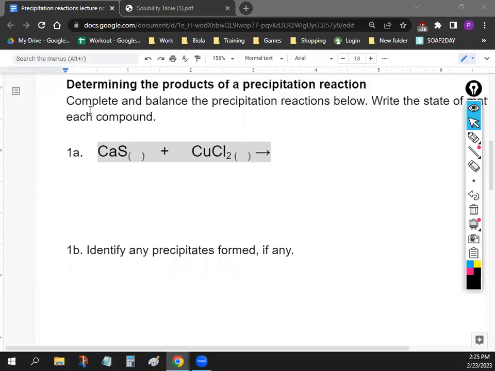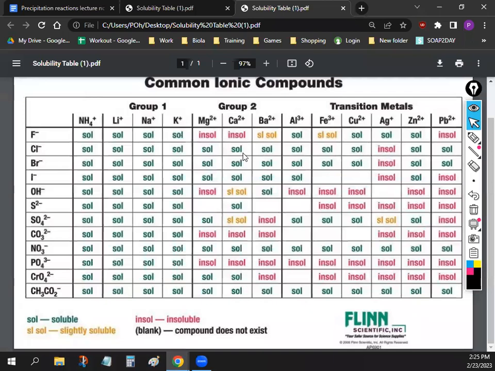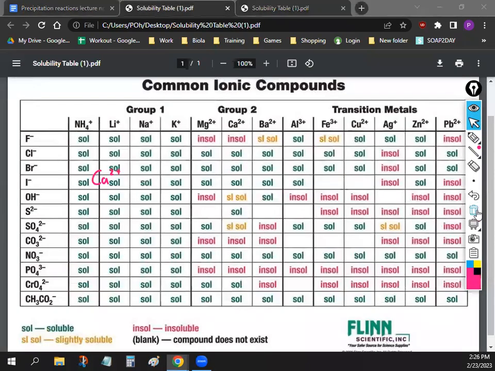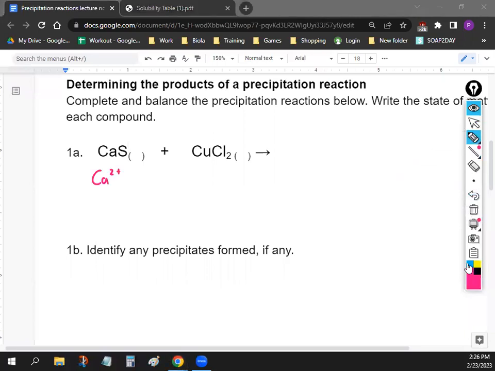Okay, if we take a look at the first compound, CaS, and look at the solubility table, what is the positive ion that comes out of it? Ca2 plus. You should have written that down. I recommend writing it underneath because it'll be helpful as we go through the problem. What's the negative ion that comes out of it? S2 minus, right here. So we're going to write S2 minus.